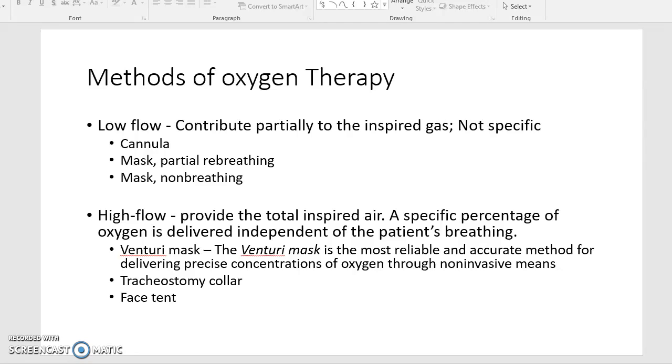High flow. So this provides the total inspired air. This person is not getting any air from the environment. He's only getting air from the machine. And with this type of machine, there's a specific percentage of oxygen that is being delivered. Okay? And it's independent of the patient's breathing.